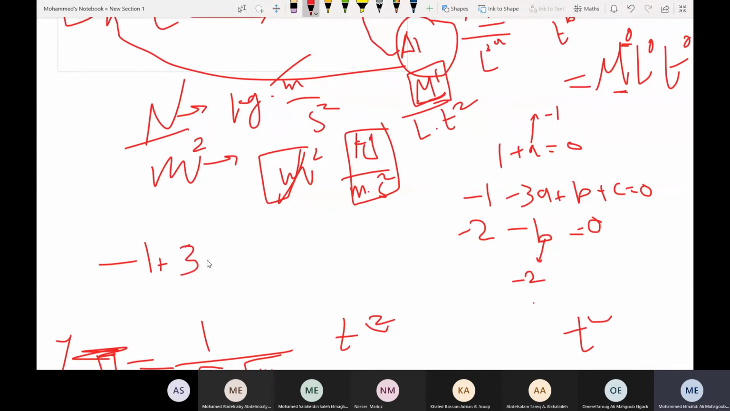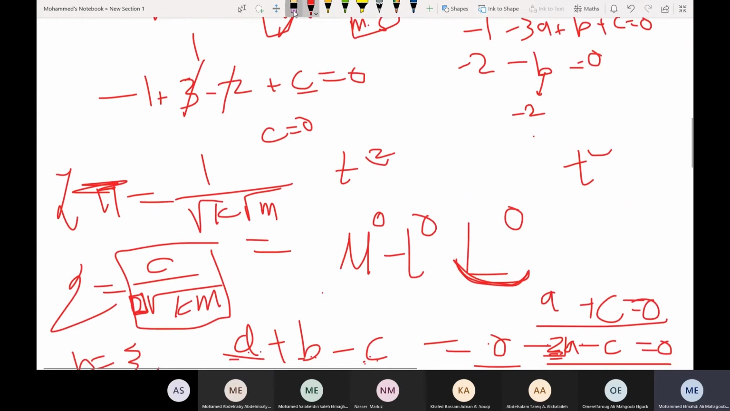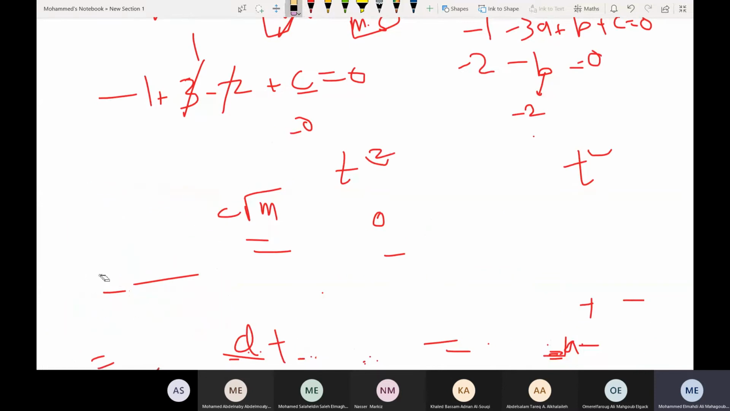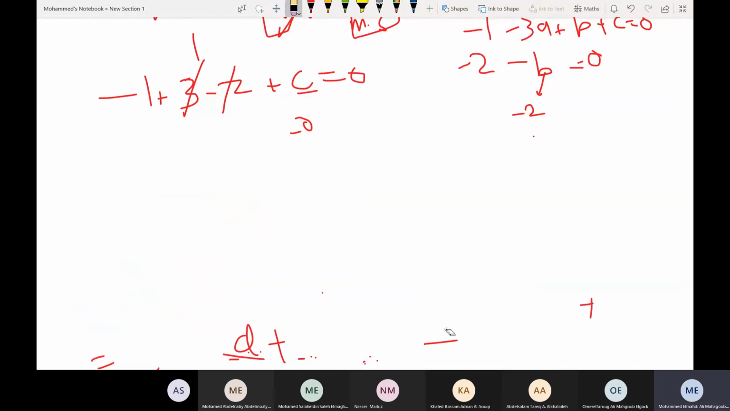B minus 2, plus the C equal to 0. Okay, so these two together will give me 1, so the C is 0. C is equal to 0. Okay, so our first pi is C equal to 0, A equal to minus 1, or B equal to minus 2, yes?